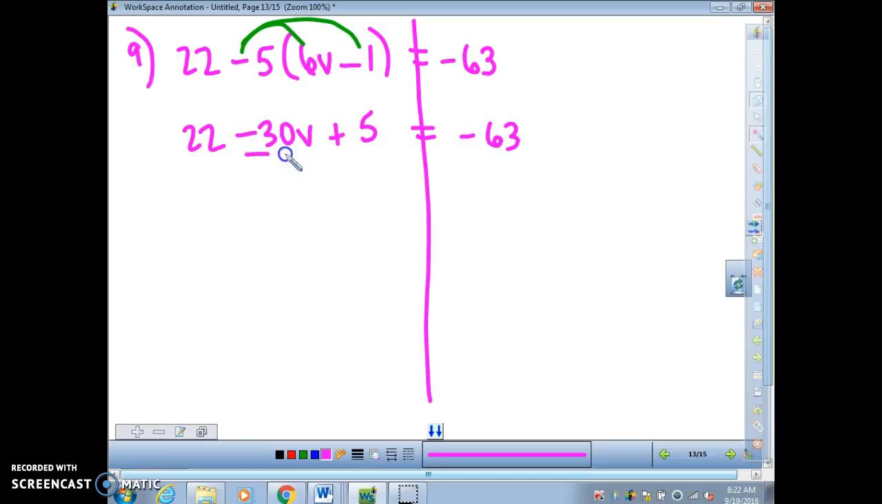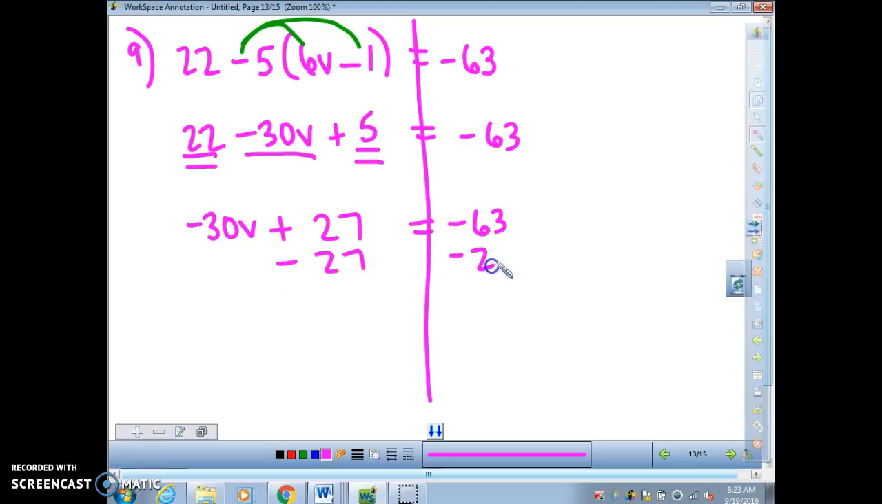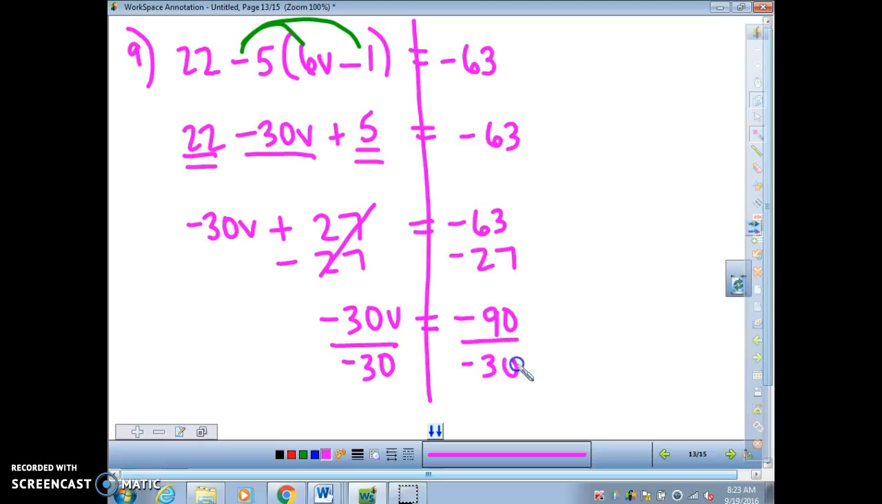Okay, -30b is the only term with a variable in it. These don't have variables, but I can combine them together and get what? +27. I knew you meant to say positive. Okay. Subtract 27. So we have -30b equals -90. Divide by -30. B is 3.